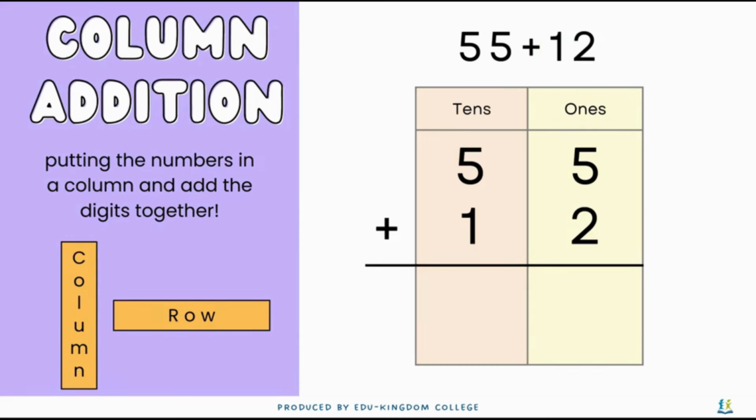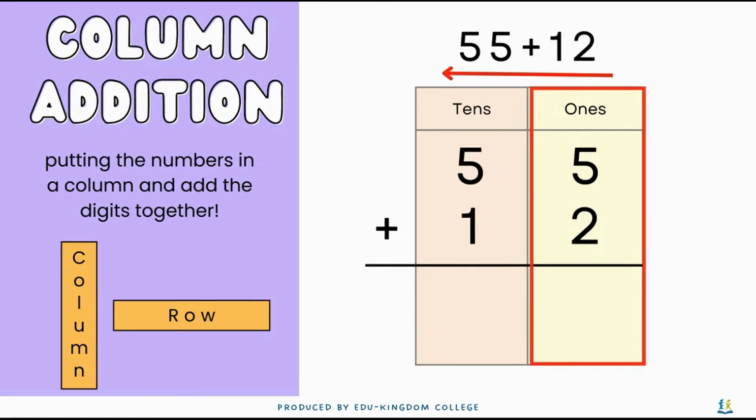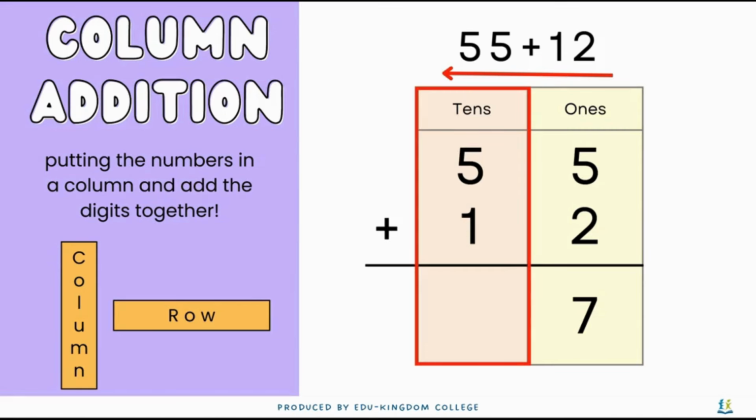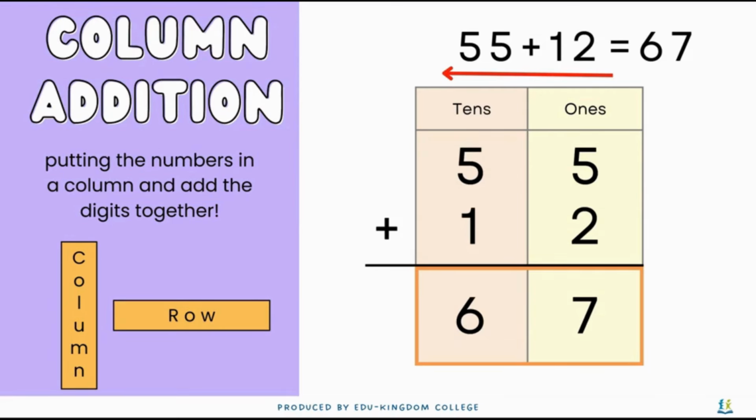What we're going to do is work from right to left by each column and add the numbers together. So first, we have the ones place. We have 5 plus 2. 5 plus 2 gives us 7. Now moving on to the tens place. We have 5 plus 1. 5 plus 1 gives us 6. Now we have two new numbers in the tens column and the ones column, and that gives us the answer: 55 plus 12 gives us 6 tens and 7 ones, which is the same as 67.